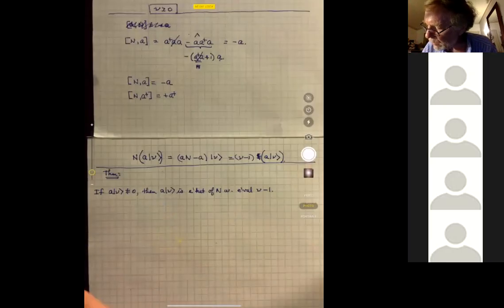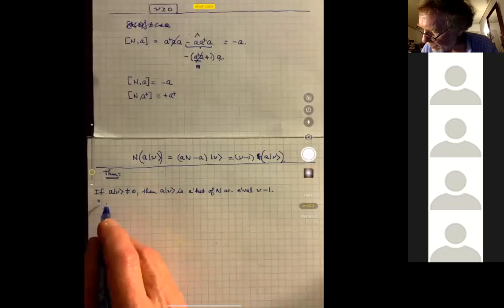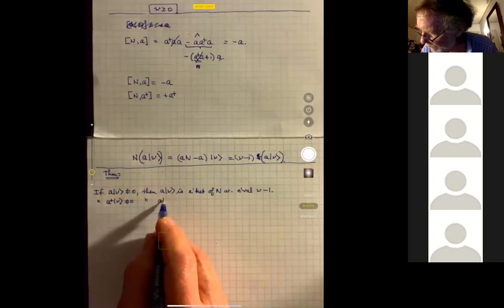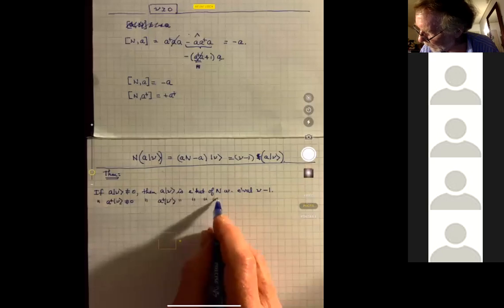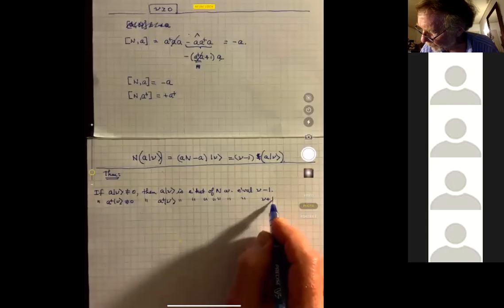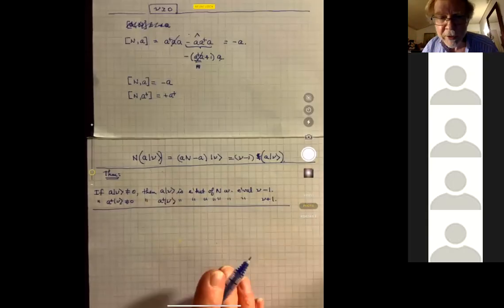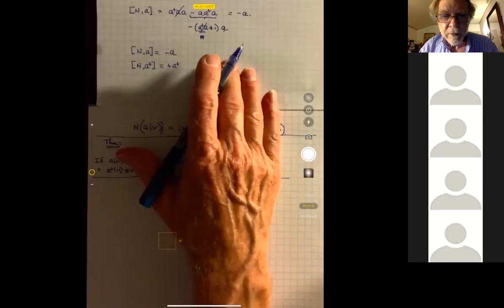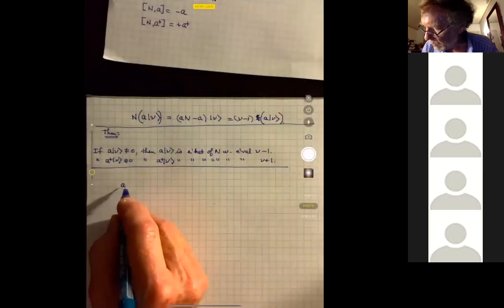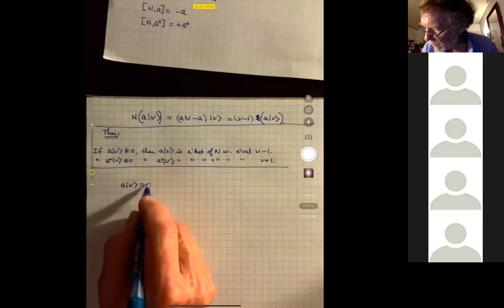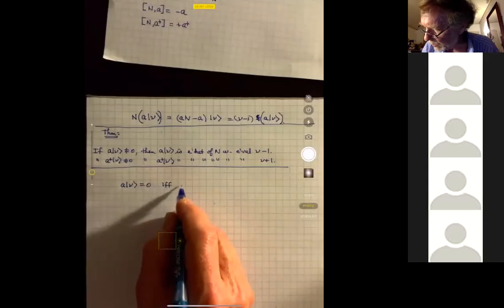Now if I do the same thing with the creation operator, what we get is that if A dagger nu is non-zero, then A dagger nu is an eigenket of the operator N with eigenvalue nu plus 1. Of course, these are the raising and lowering properties of these two operators, which you're quite familiar with. Now to proceed, we need to decide when it is true, or whether it is ever true, that A nu is equal to 0. Let's check that. A nu is equal to 0 if and only if the norm of A nu squared is equal to 0.